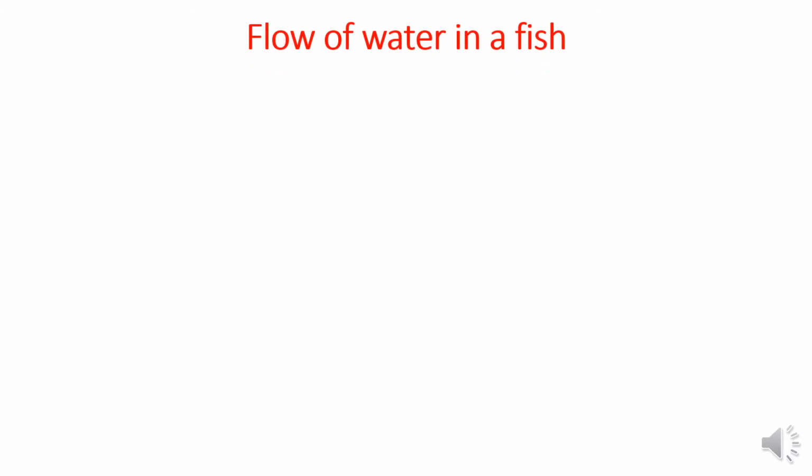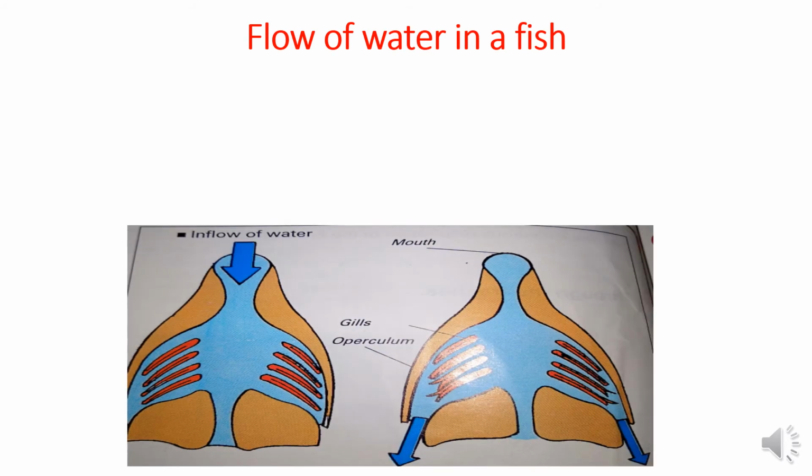Flow of water in a fish. Look at this picture, please. This is the mouth of the fish, and these are the opercula. This is the first one, and this is the second one. Operculum means one. Opercula means many.